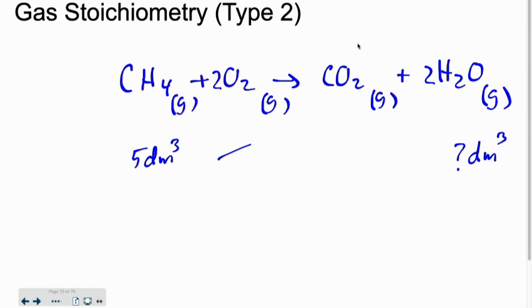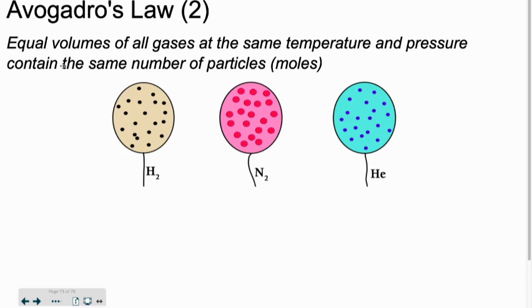Notice in this question, I'm not giving any temperature or any pressure. I cannot use the ideal gas law here. Here is where I'm going to use the second part of Avogadro's law, which states that equal volumes of all gases at the same temperature and pressure contain the same number of particles, or the same number of moles.